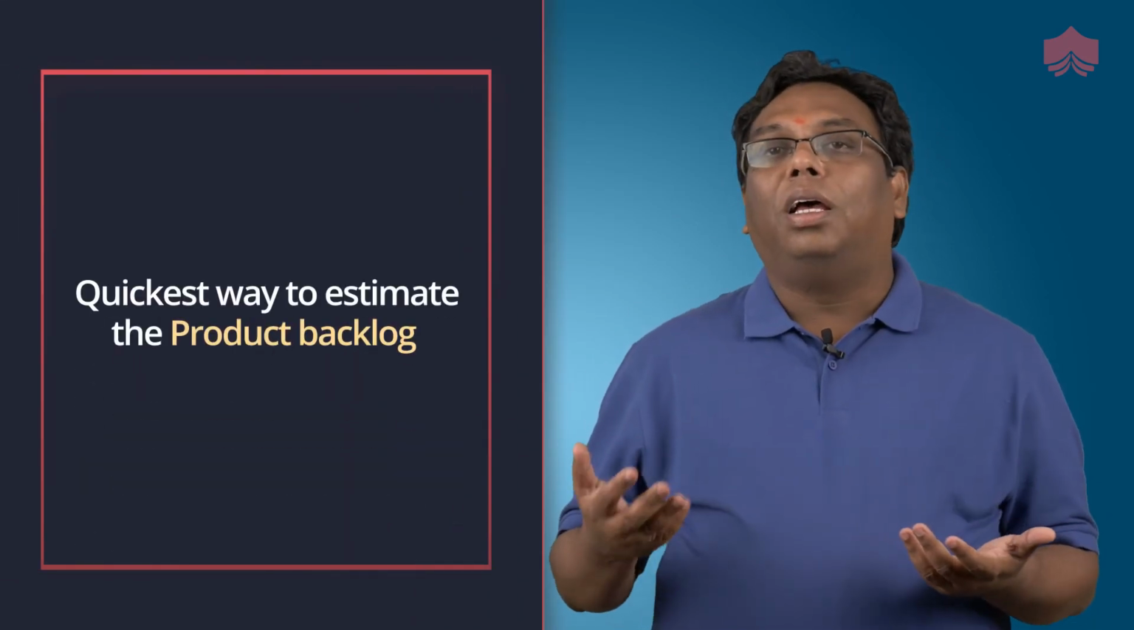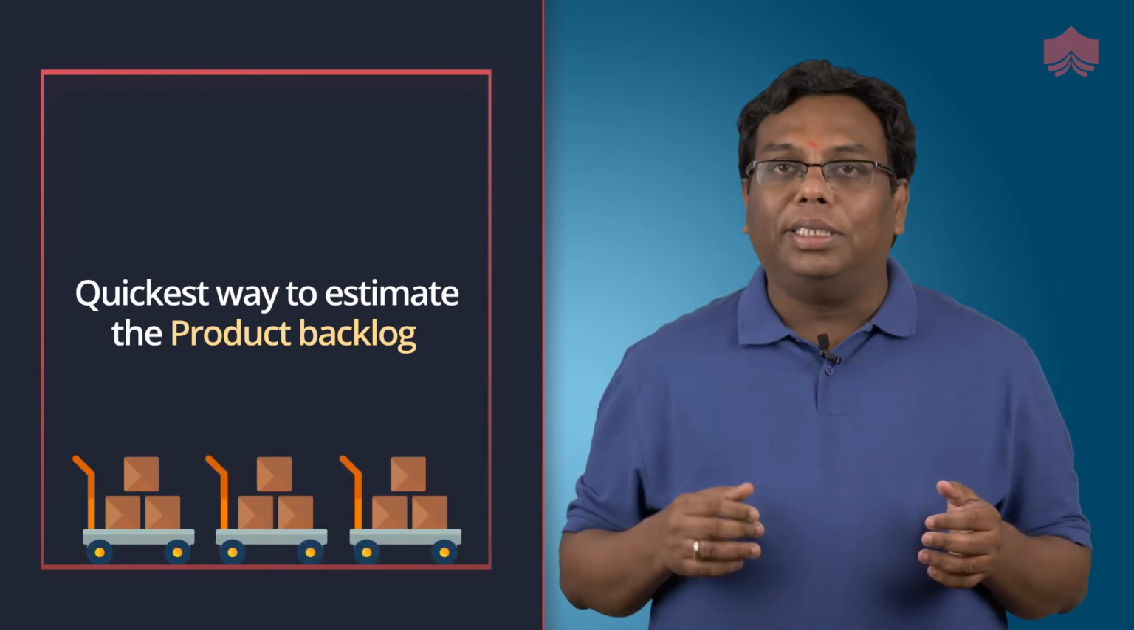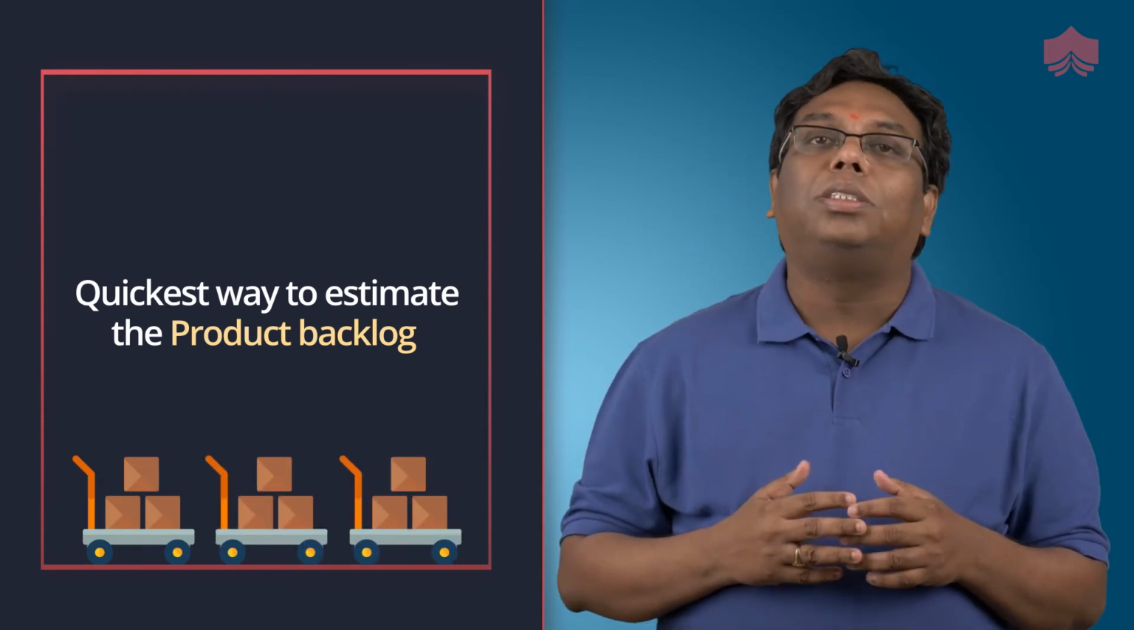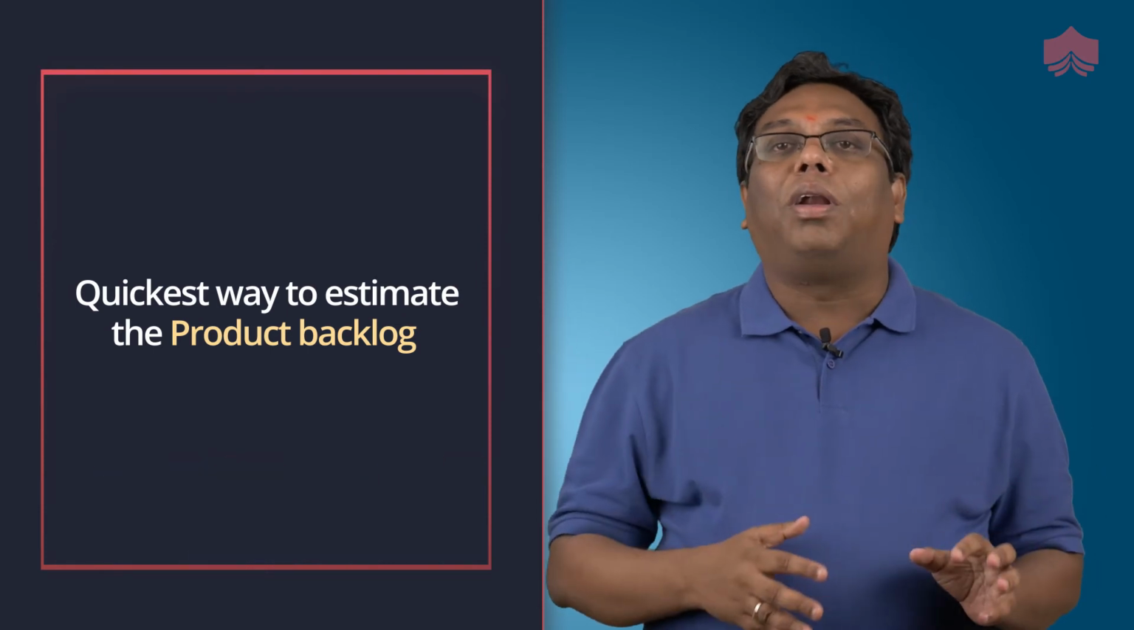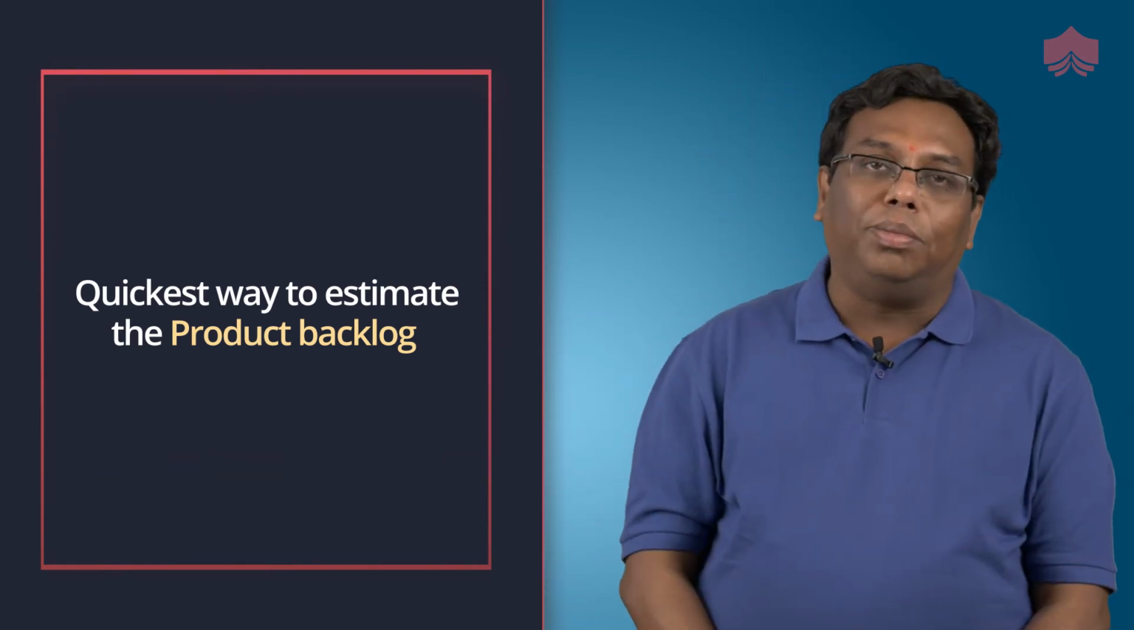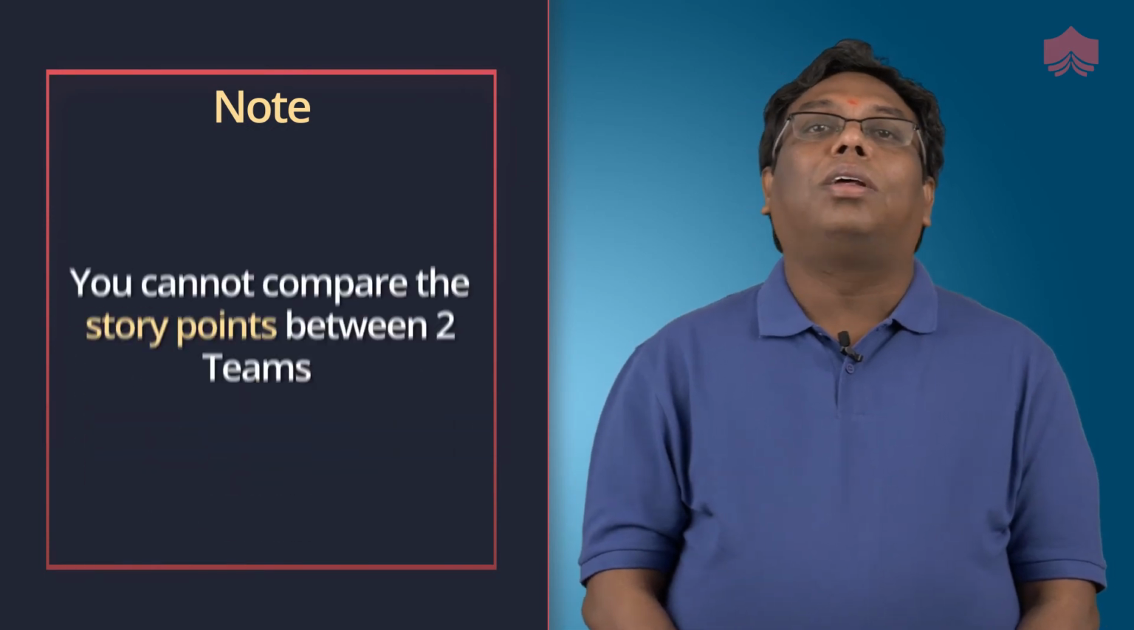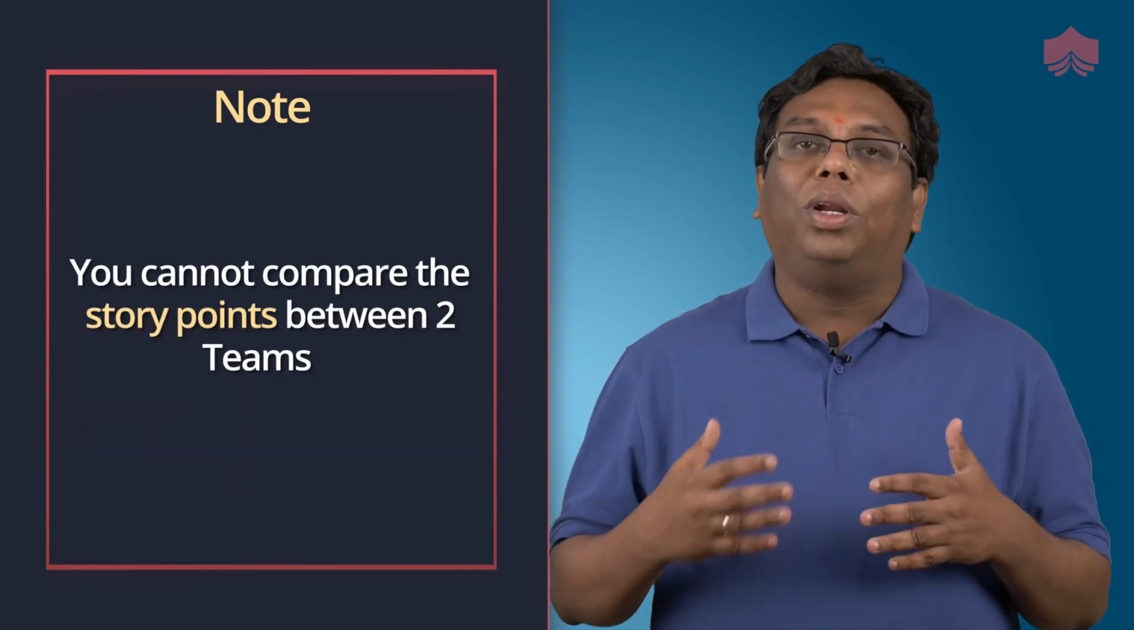This is again the quickest way if you have hundreds of backlog items to be estimated. It is one of the easiest and quickest ways to organize the product backlog items into different buckets, and then you can estimate your story. Now, what an XS means for one team may vary from what an XS means for another Agile team. So you have to understand that you cannot compare story points between two different teams. That's not the way it was designed.